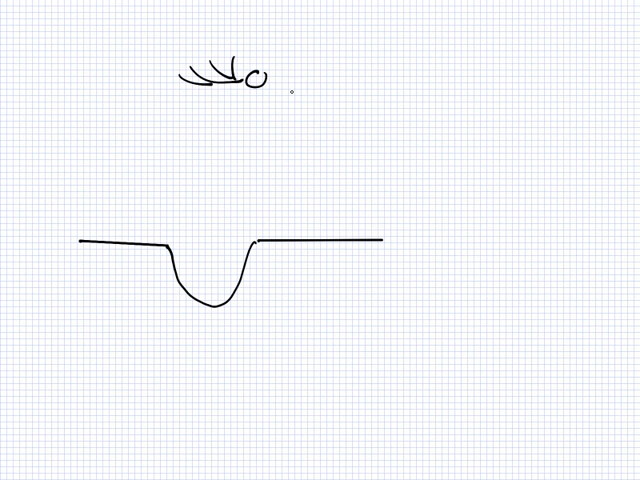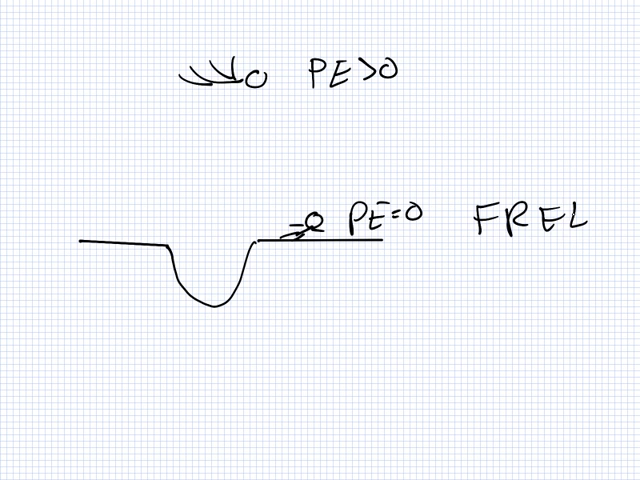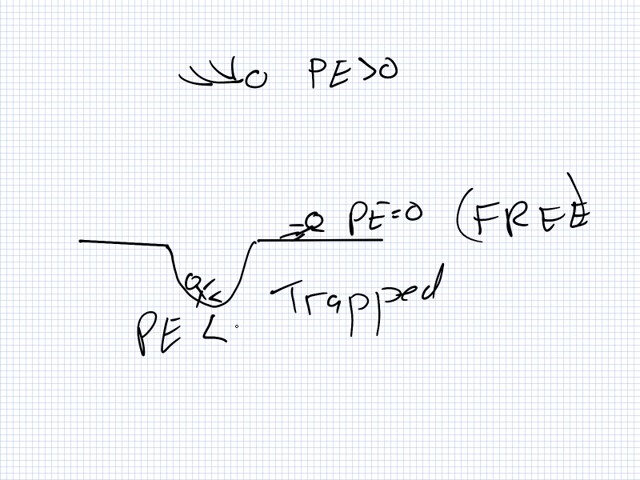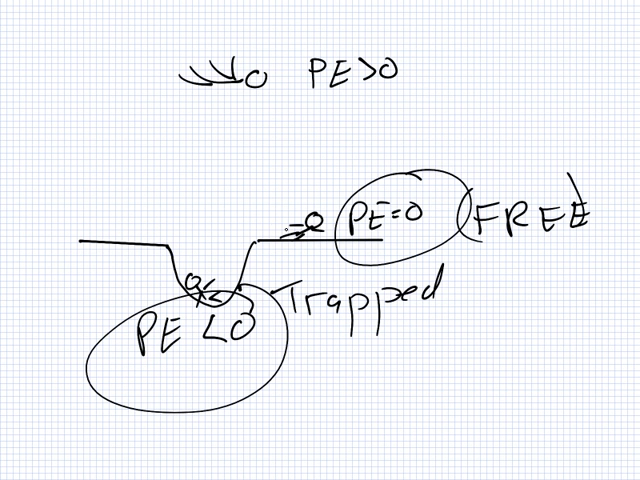Here, potential energy is positive. Here, it's zero, and we say it's free. And then here, this we say is trapped, and the potential energy is negative. So negative means it's trapped. Zero means it's free to move. Positive means it has energy stored in it. So these are the three different states.